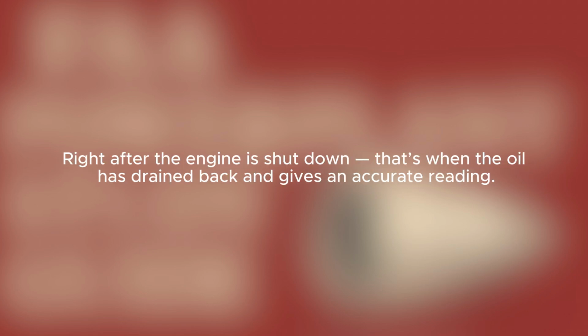How do most aircraft show oil quantity? With a dipstick that measures how much oil is in the tank or sump. When should oil quantity be checked on a turbine engine? Right after the engine is shut down, that's when the oil has drained back and gives an accurate reading.